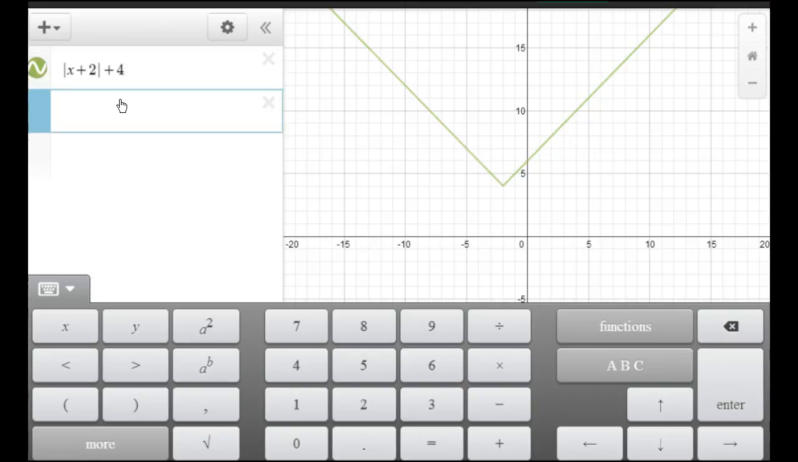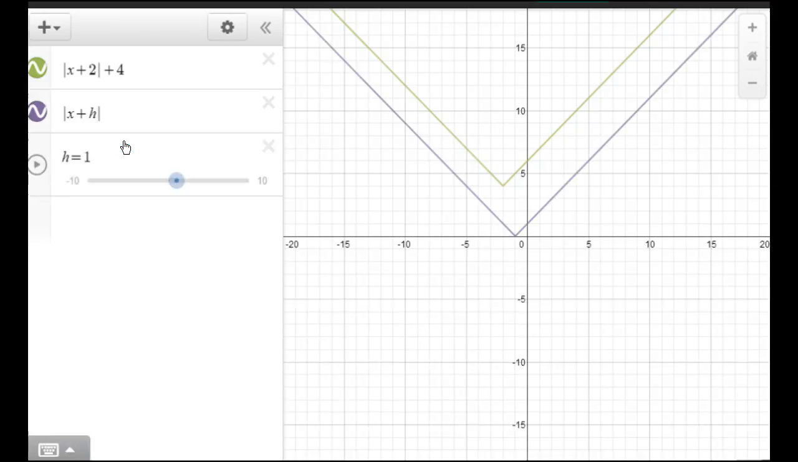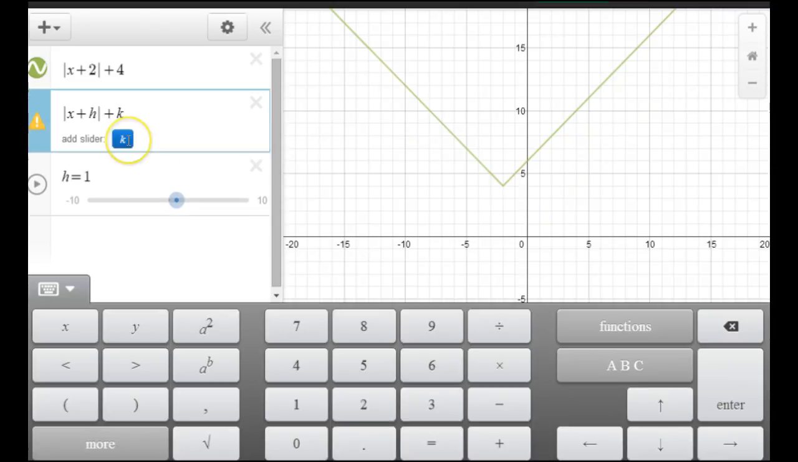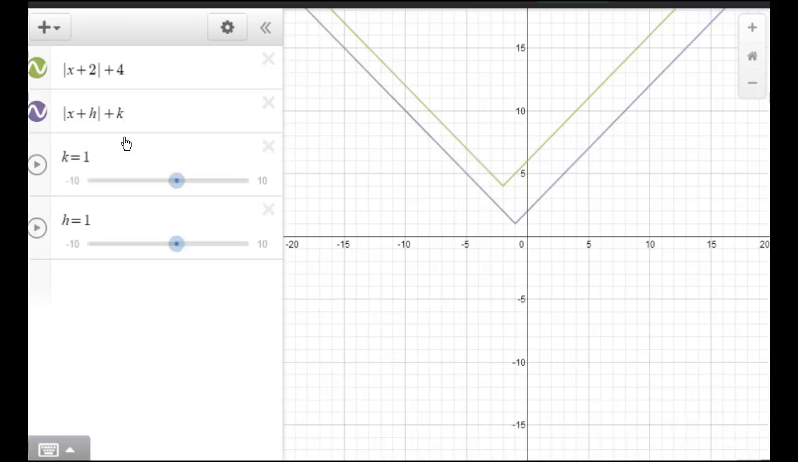Now below it, I want you to do this. Once again, absolute value. I'm going to do x plus h. And it's going to ask you, do you want to add a slider? Okay, and then you click on the blue button. Then go back up to it, edit it one more time, and add a +k on the outside. And once again, it'll ask you if you want to add a slider, and then do it again.